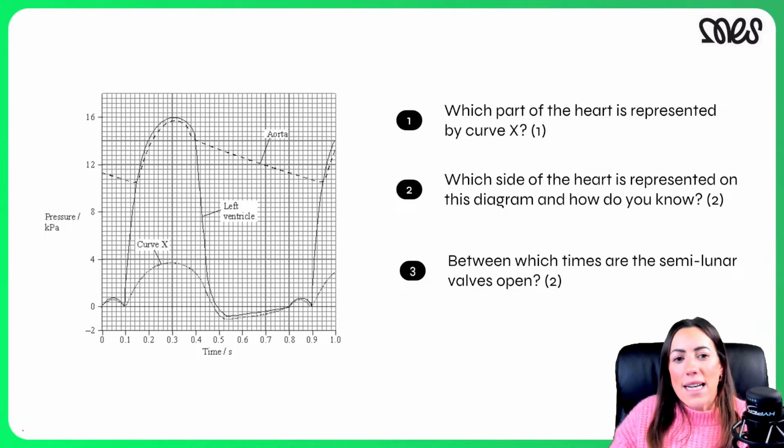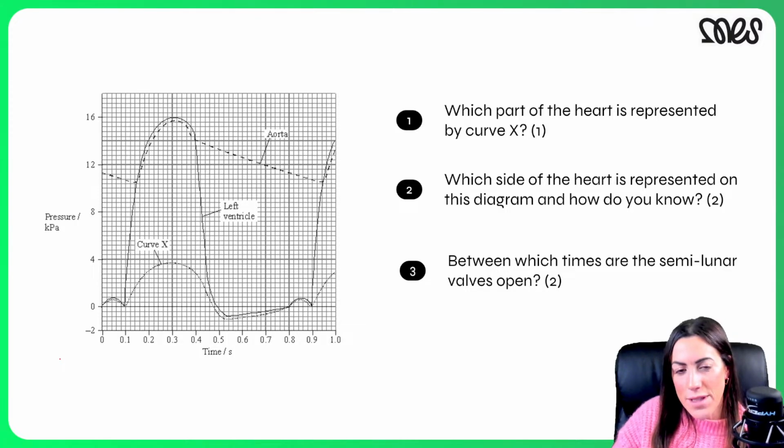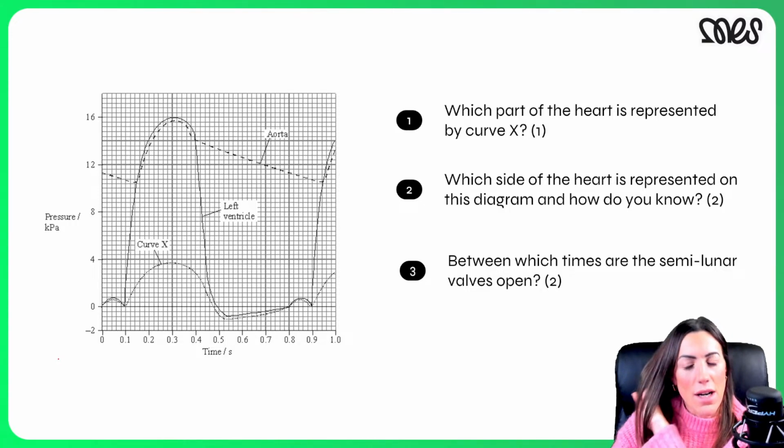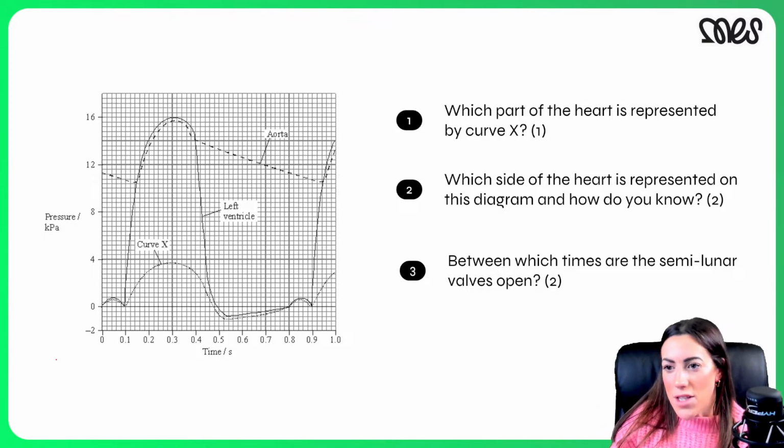Okay, let's have a look at a question. Which part of the heart is represented by curve X? Type your answer into the chat. It's obviously another pressure graph. This is taken from an exam paper. Some of the lines have been labelled. In fact, 2 of the lines have been labelled, but curve X has not been labelled. So what do we think curve X is representing? Type your answer into the chat, please. You can also answer question 2 in the chat as well. Which side of the heart is represented on the diagram and how do you know? Type your answers into the chat.